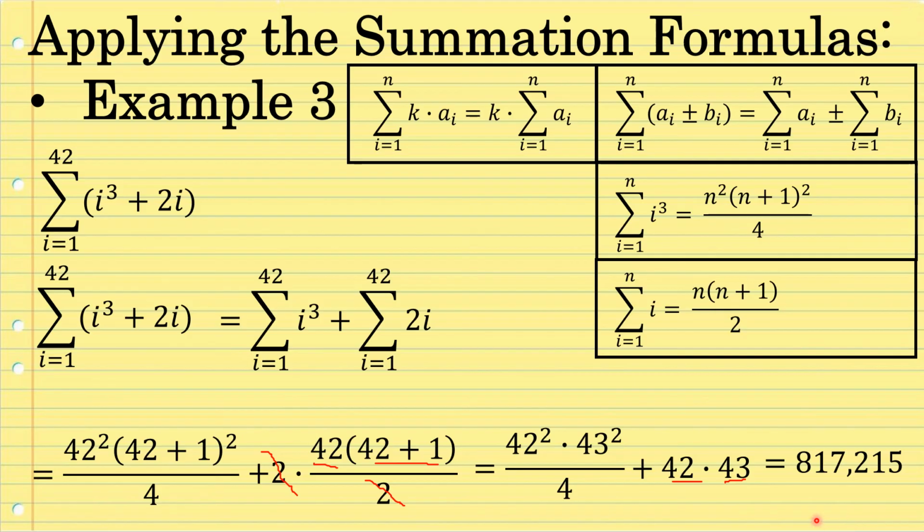Very large sum, again, would be very, very tedious and time-consuming to do longhand by writing out a list of the 42 terms from the original summation. Using the formulas, we can find this sum much faster.